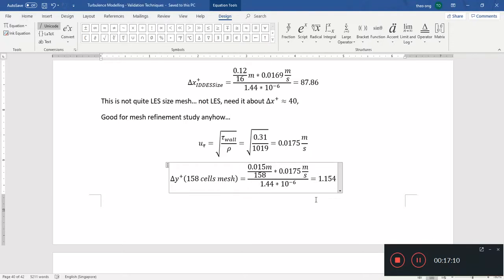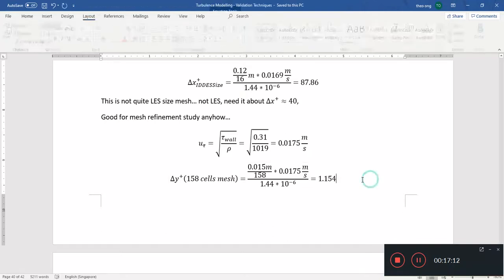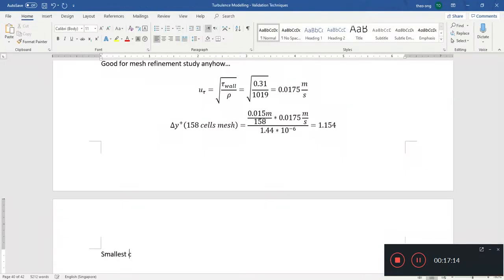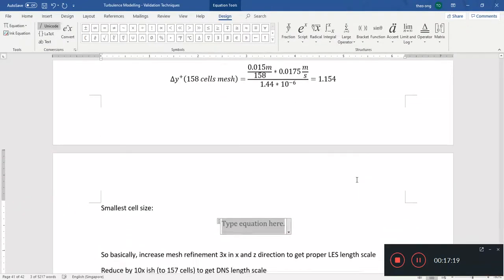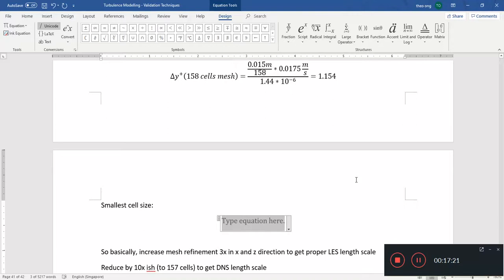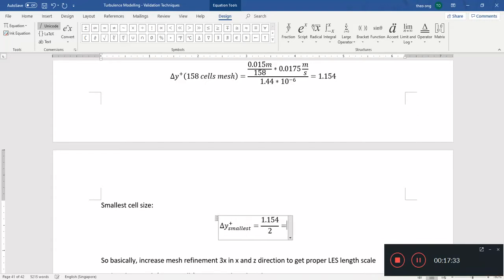Remember your smallest cell size is actually half of this. Smallest equals 1.154 divided by 2, and you get 0.57668. This is roughly what you will get.